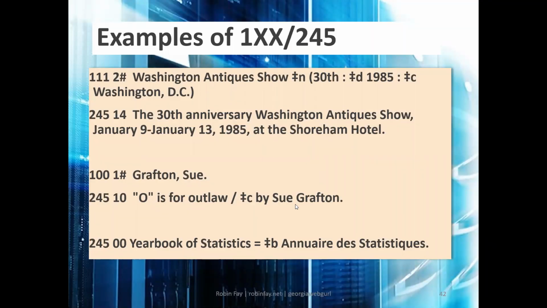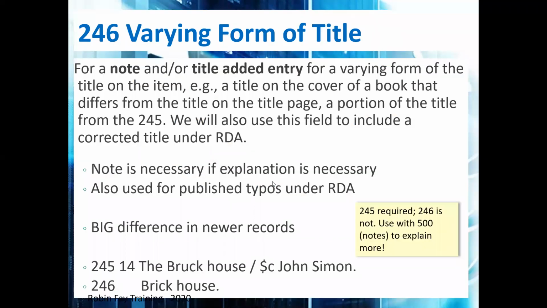Examples of 1XX 245 pairs. We're just going to skip through some things here. 246 is the variant form of the title. This is where you can add a note for what's called title added entry. And this is where we cover our typos.